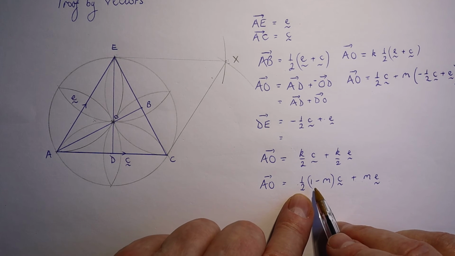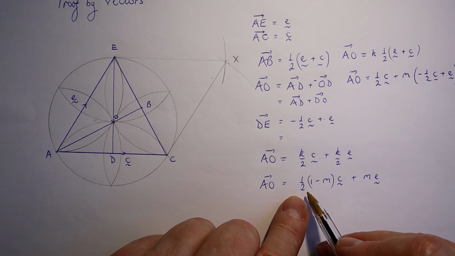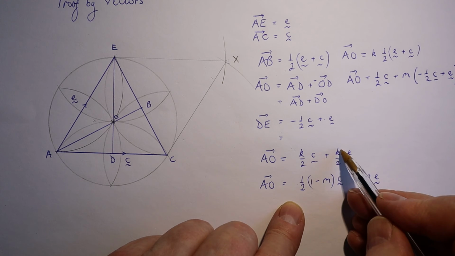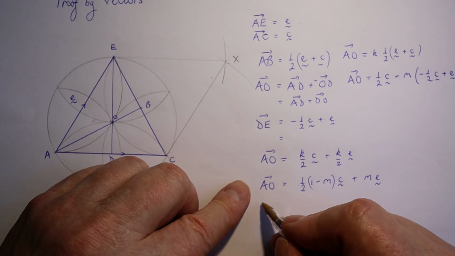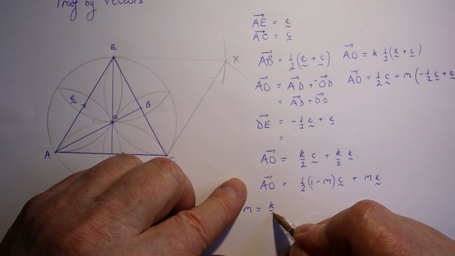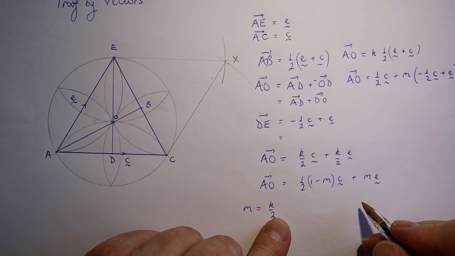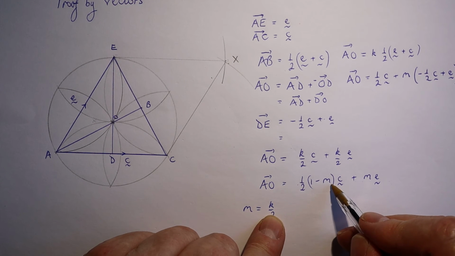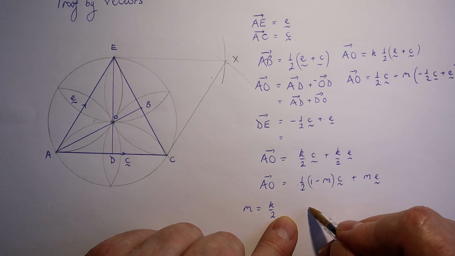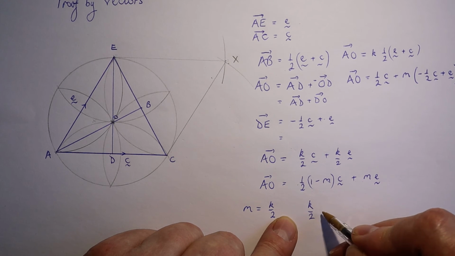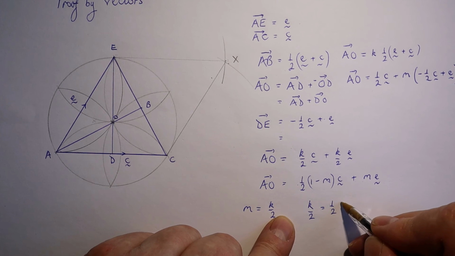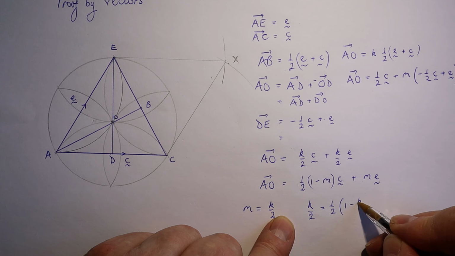Now once we've done this, we can equate the coefficients, and we know that this must be the same as that, and that must be the same as this. So instantly, we know that M is equal to K over 2, and we can substitute K over 2 in here when we equate these two. So we can write K over 2 is equal to 1/2 of 1 minus K over 2.